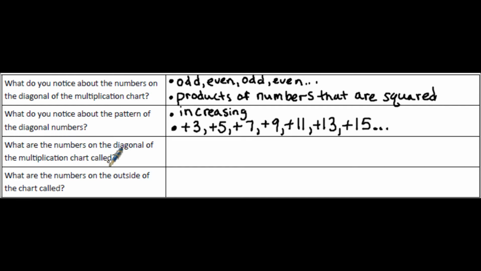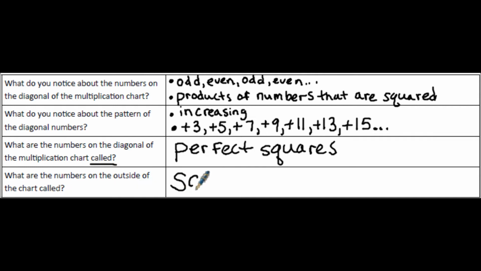What are the numbers on the diagonal of the multiplication chart called? Now, we squared numbers to get to these, or multiplied them by themselves, so all the numbers that are highlighted yellow are perfect squares. What are the numbers on the outside of the chart called? Well, these are the square roots, or the numbers that we began with. So if we take one of the roots and square it, we'll get a perfect square.